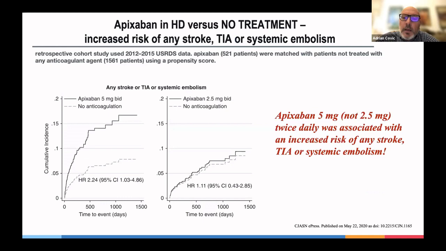Because after that study in 2018, which was from a retrospective USRDS cohort, in CJASN another USRDS retrospective cohort was published. This is with a lower number of apixaban patients, but this time the patients were actually very well matched with patients not treated with any anticoagulant.